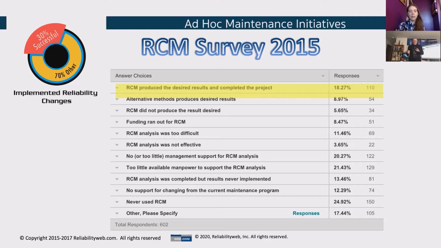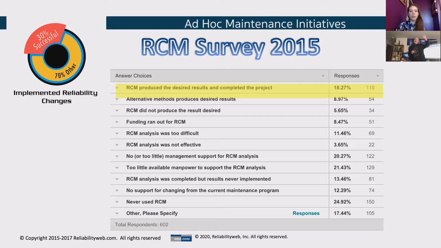It worked. We got our reliability strategy. We put it in our CMMS. Started doing work orders. Well, okay. What happened to the other 82%? Well, if you look, funding ran out. RCM analysis was too difficult. It was not effective. There was no management support, too little manpower. I love this one: the RCM analysis was completed, but the results were never implemented. In other words, in our 3-ring notebook, we have the most beautiful RCM analysis ever performed, but we just didn't implement it.